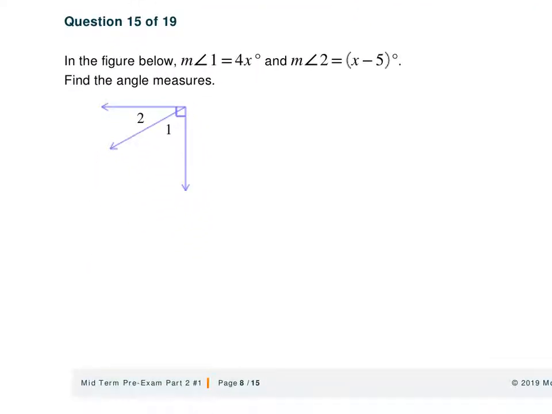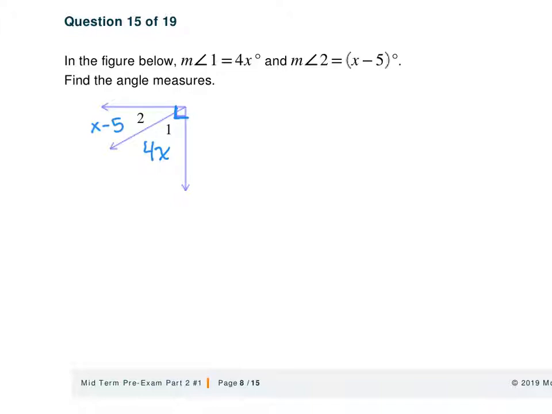Question 15, it gives us the figure below. It says the measure of angle 1 is 4x, and the measure of angle 2 is x minus 5. It wants us to find these angle measures. So the reason I wrote them there is because I can look at those 2 angles together, and I know that when I add angle 1 and angle 2, I should get 90 degrees because of this right angle right here.